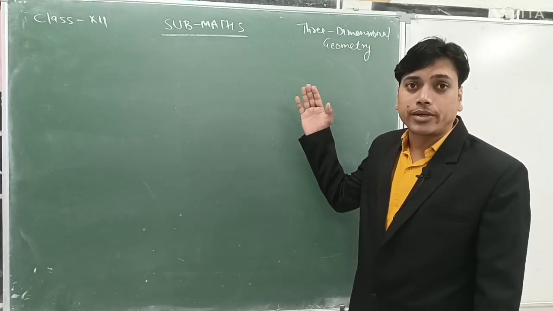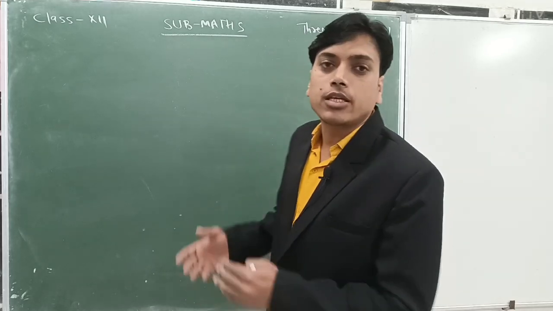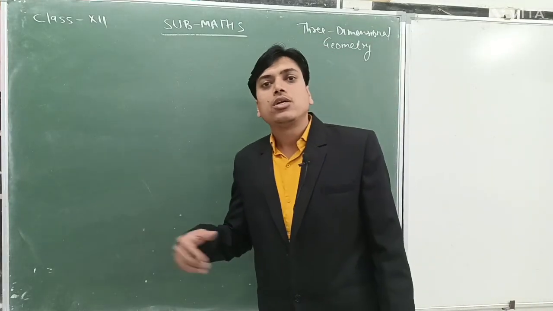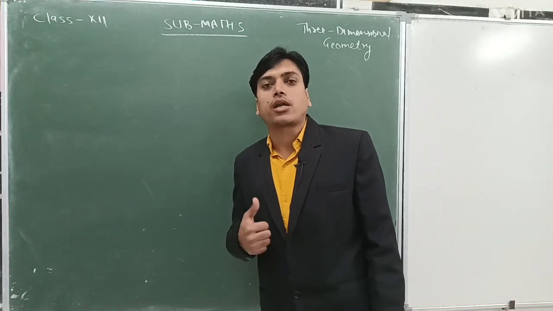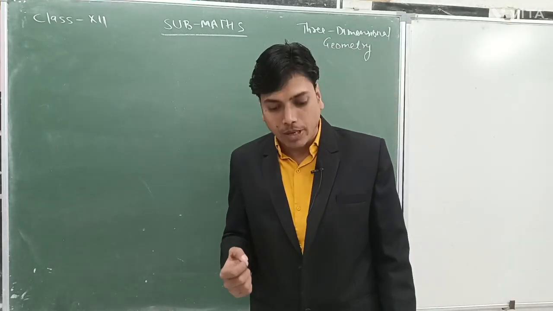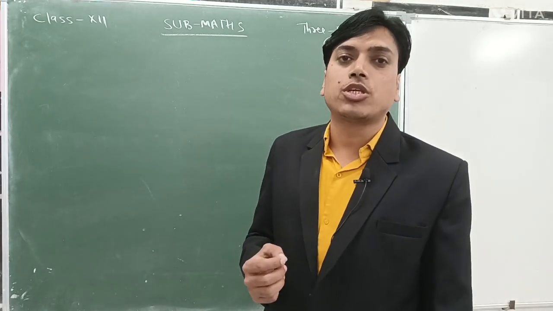is three-dimensional geometry. In the class 12th board examination, out of 80 marks, there is a unit of these two chapters, vector algebra and three-dimensional geometry, which consists of around 14 marks, which is around 17% of the total marks. So this is very important for scoring in the board examination.